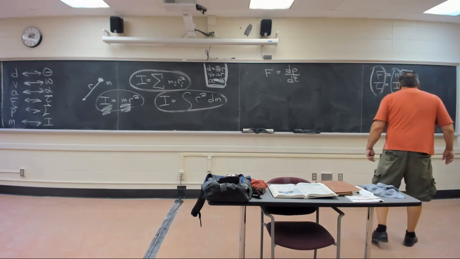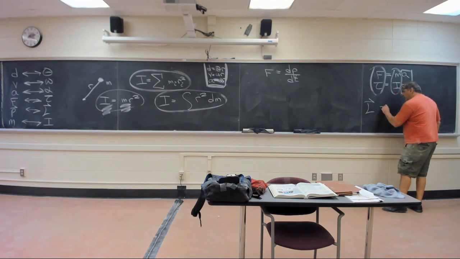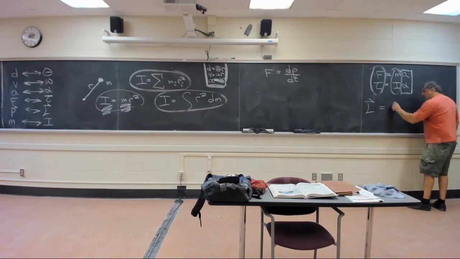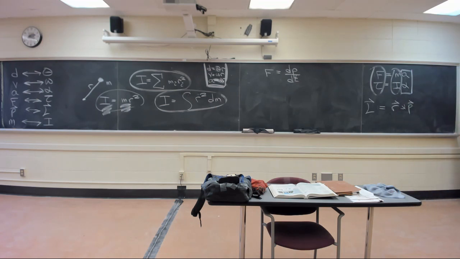This thing called angular momentum is r vector cross p vector. What the heck does that mean? Be patient with me, guys. Did we say momentum? Momentum, in terms of vectors, is m v vector. In terms of just a gut feeling, it's mv, right?